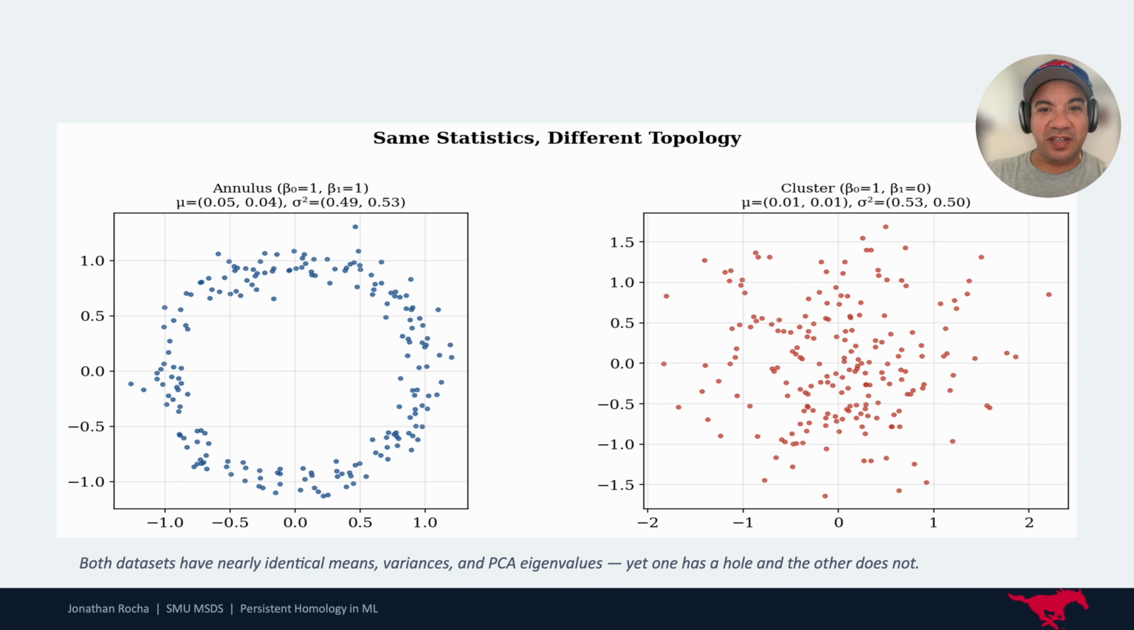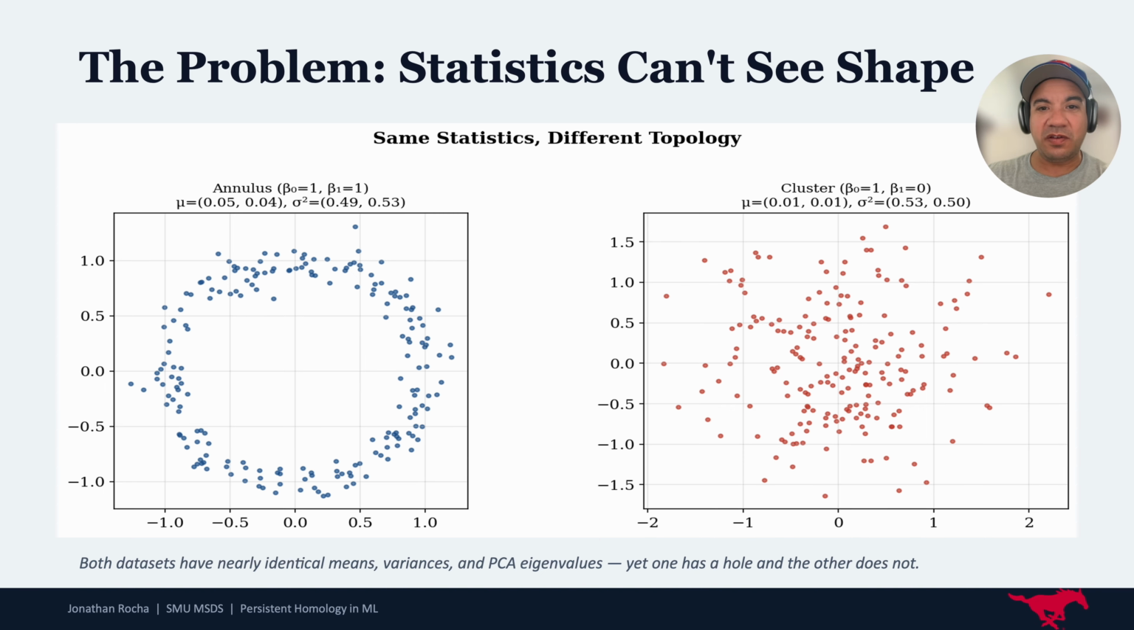All right, consider these two data sets. If I asked you to describe them statistically, their means, variances, and covariances, you'd find nearly identical numbers. A principal component analysis would give you the same eigenvalues. Yet these datasets are fundamentally different. The one on the left has a hole, the one on the right does not.